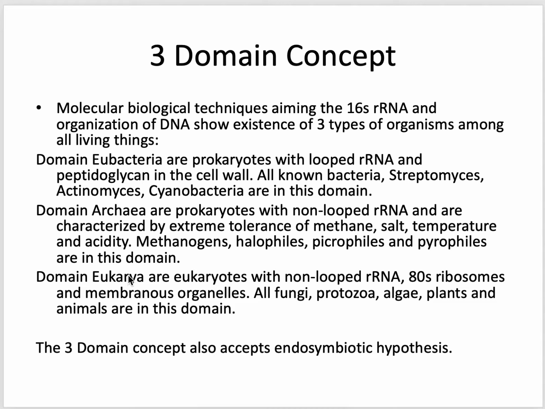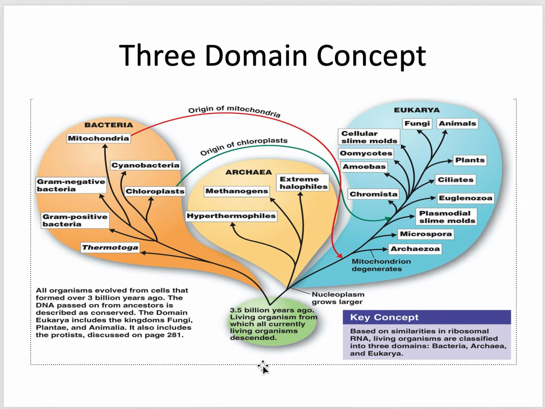Then finally, domain Eukarya. Domain Eukarya are eukaryotes with non-looped ribosomal RNA. They have 18S ribosomes and membranous organelles. All the fungi, protozoa, algae, plants, and animals are in this domain. This slide shows the three domain classification concept, and also tells more about the microbes that fall in each domain.